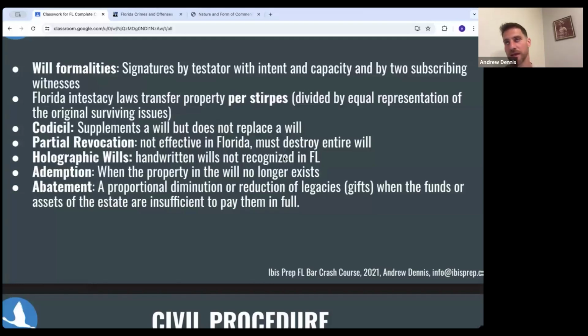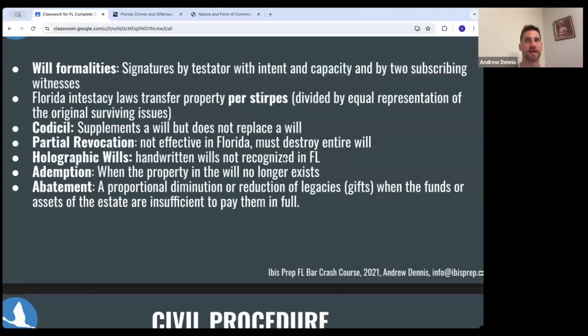Ademption versus abatement. Ademption means it's been deemed. So Tommy wants to give his estate to his kids, and he gives Johnny the Mercedes. But at the end of his life, he ran upon Susie, and he gave Susie the Mercedes in exchange for company. Now it's been deemed. It no longer exists in the estate because it was gifted to someone else.